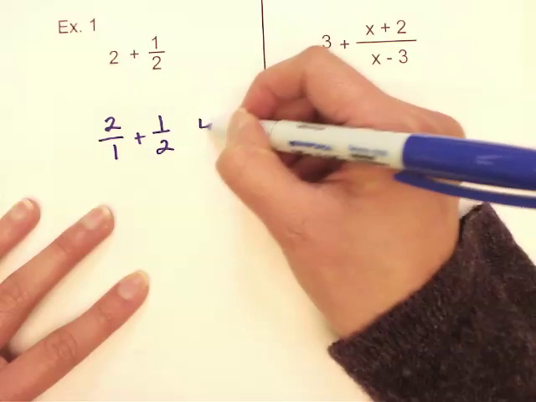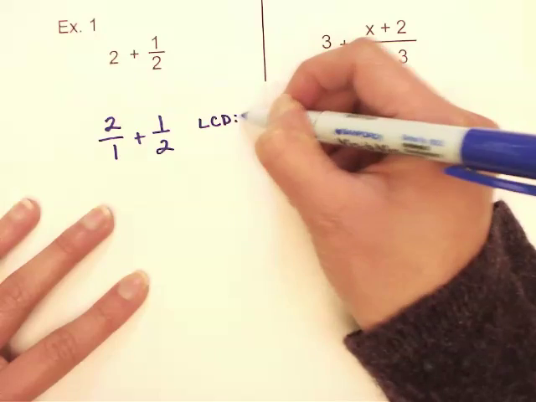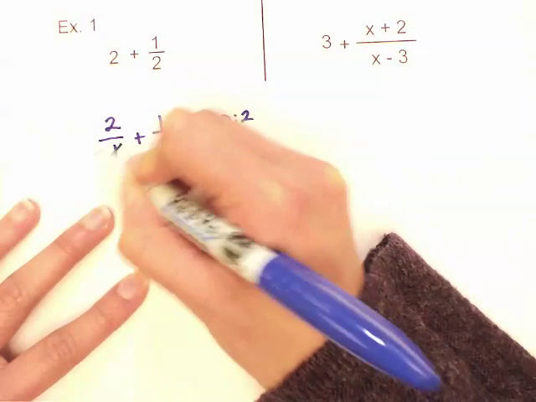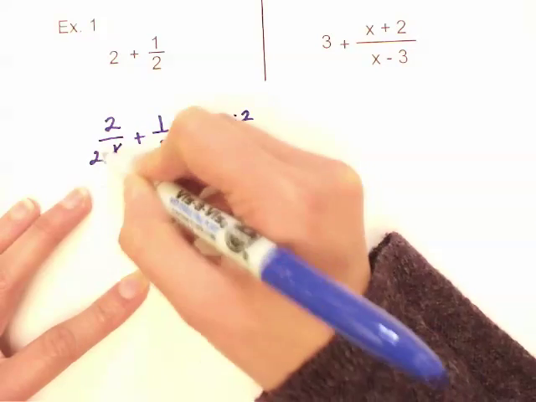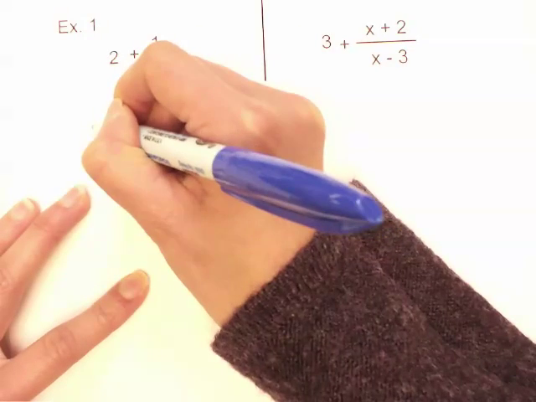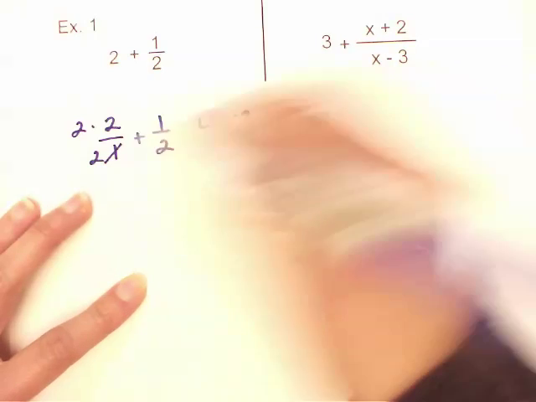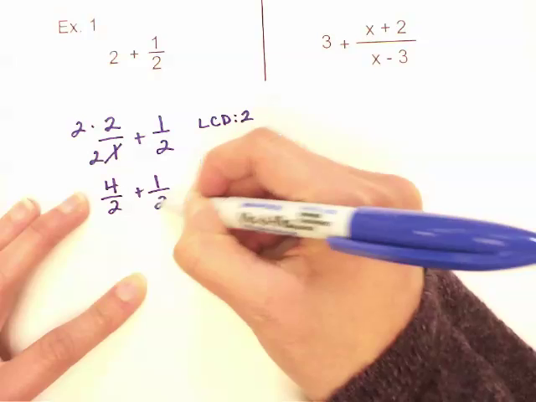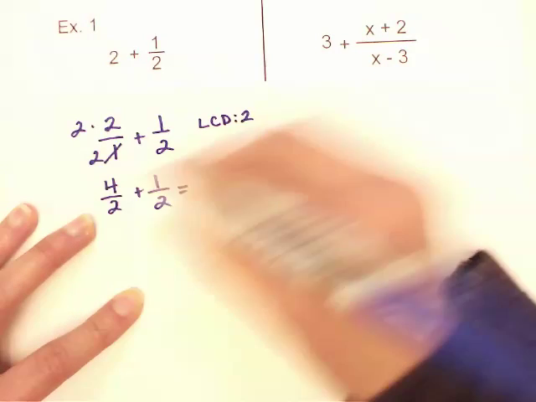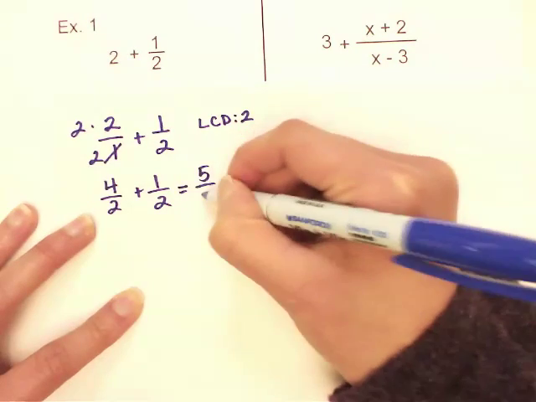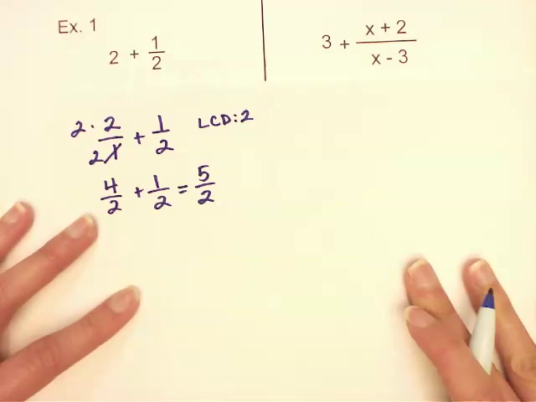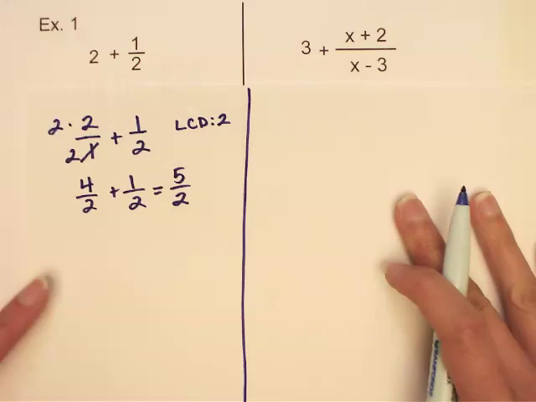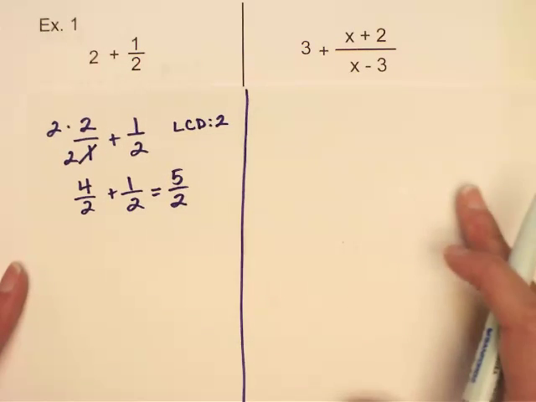So here we note that our lowest common denominator is 2, and so if we are to multiply this denominator by 2 to make this denominator 2, we need to multiply the numerator by 2 as well. Okay, so we now have 4 over 2 plus 1/2, and now we can go ahead and add the numerators. And so we get 5 over 2. Okay, so we use a similar method when we're dealing with mixed expressions.